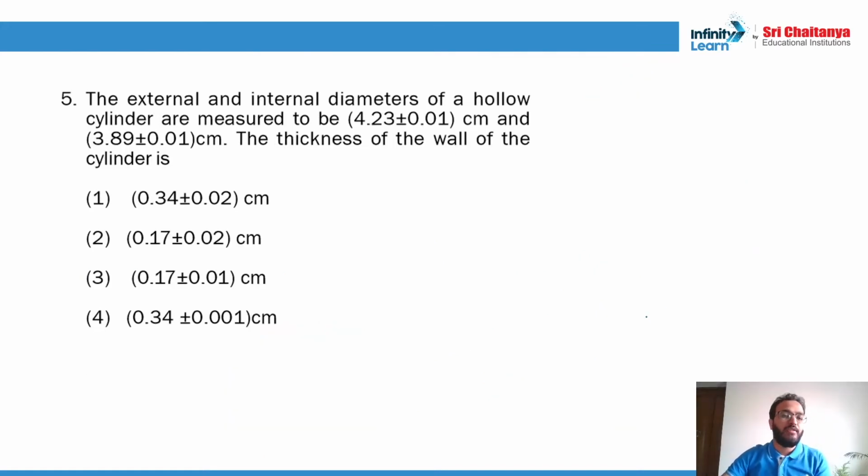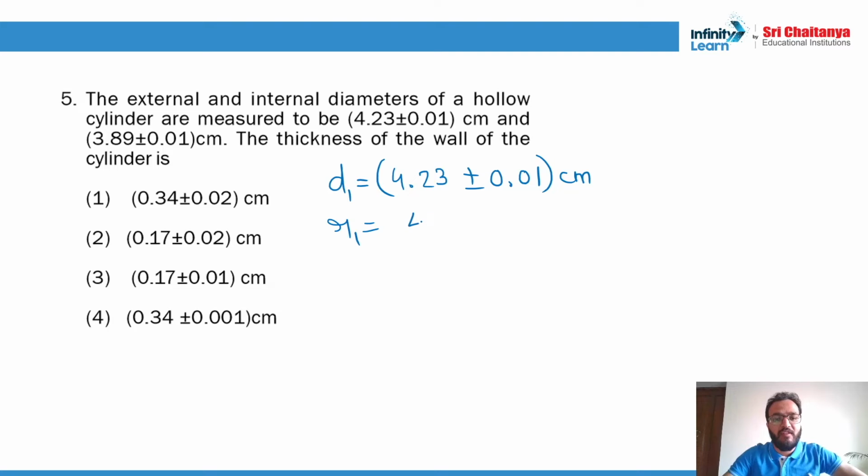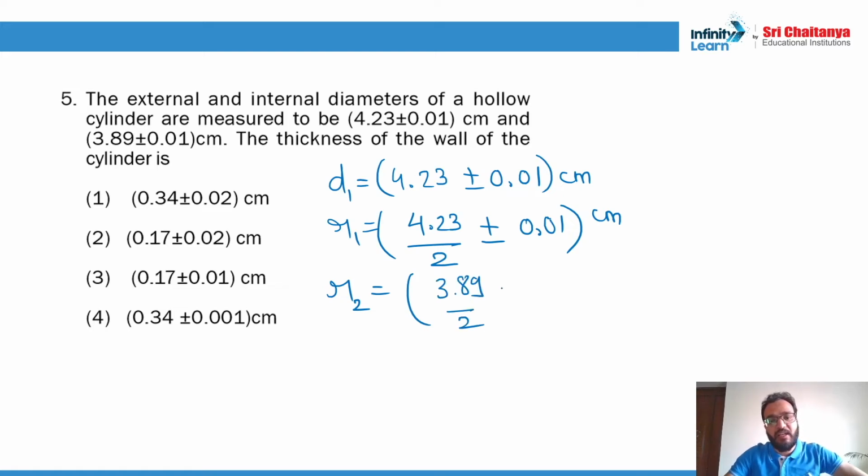Question number 5. Now see, in question number 5, students, the diameter D1 is given to us: 4.23 plus minus 0.01 centimeter, right? So let's take out what is R1. R1 will be 4.23 by 2 plus minus 0.01 centimeter. Okay, it will not change, remember. Similarly R2 will be 3.89 by 2 plus minus 0.01 centimeter. This error will not change.